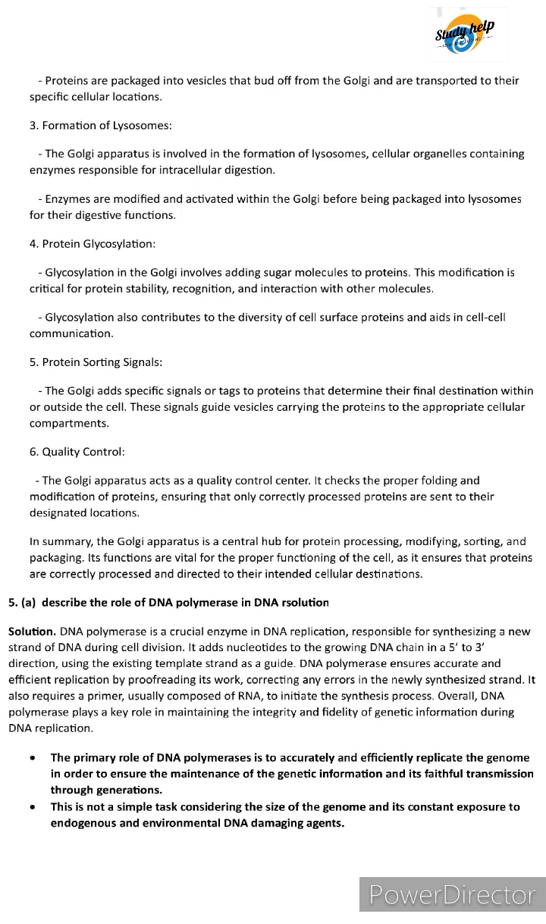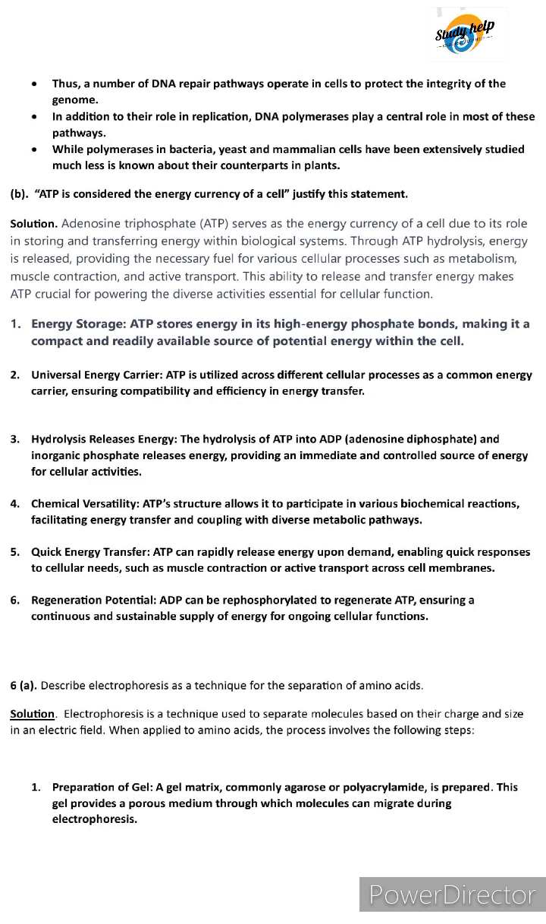The primary role of DNA polymerases is to accurately and efficiently replicate the genome in order to ensure the maintenance of the genetic information and its faithful transmission through generations. This is not a simple task, considering the size of the genome and its constant exposure to endogenous and environmental DNA-damaging agents. Thus, a number of DNA repair pathways operate in cells to protect the integrity of the genome.